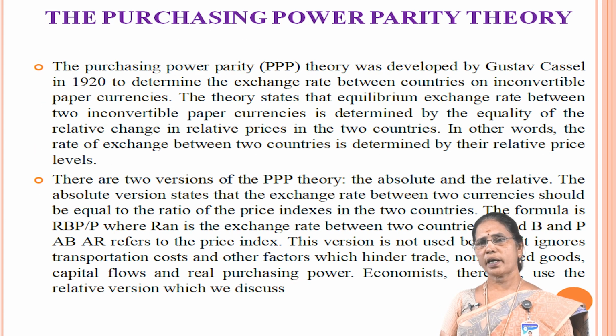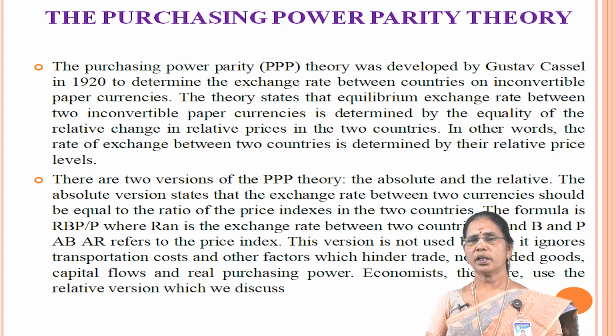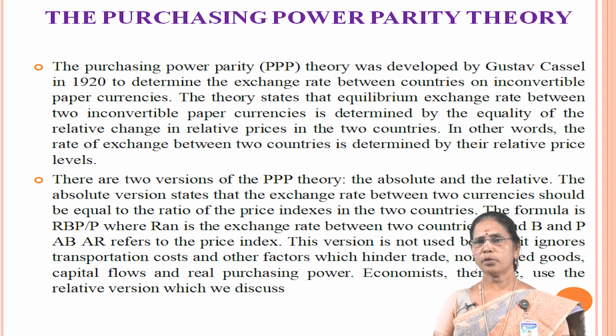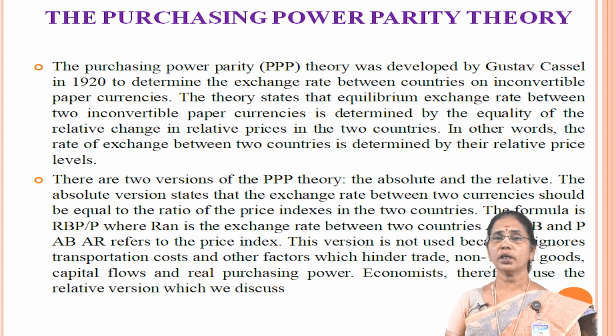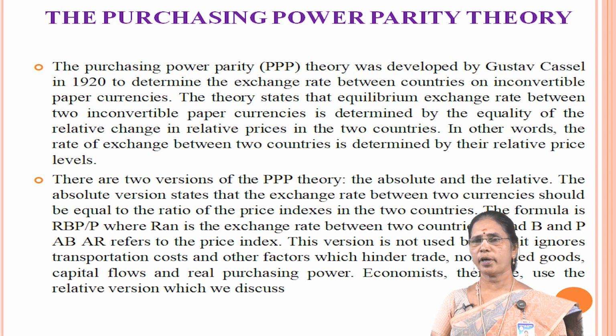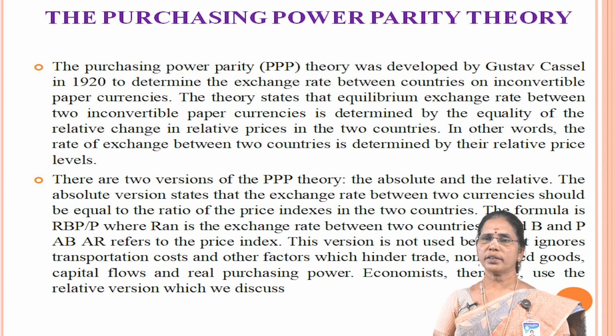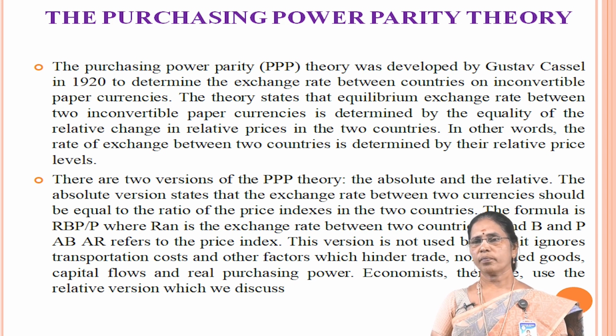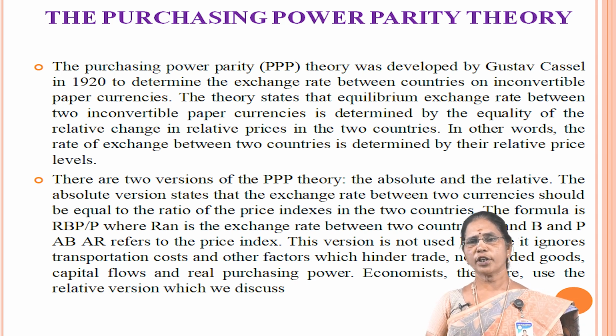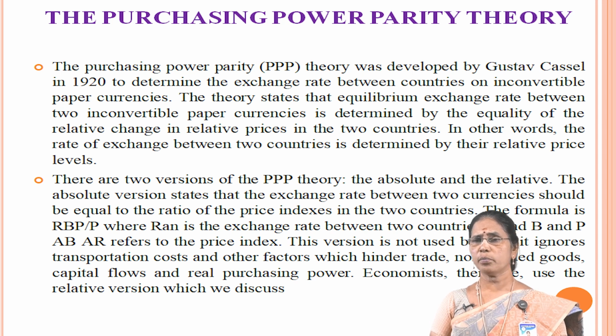The purchasing power parity theory was developed by Gustav Cassel in 1920 to determine the exchange rate between countries on inconvertible paper currencies. The theory states that the equilibrium exchange rate between two inconvertible paper currencies is determined by the equality of the relative change in prices in the two countries. In other words, the rate of exchange between two countries is determined by their relative price levels.